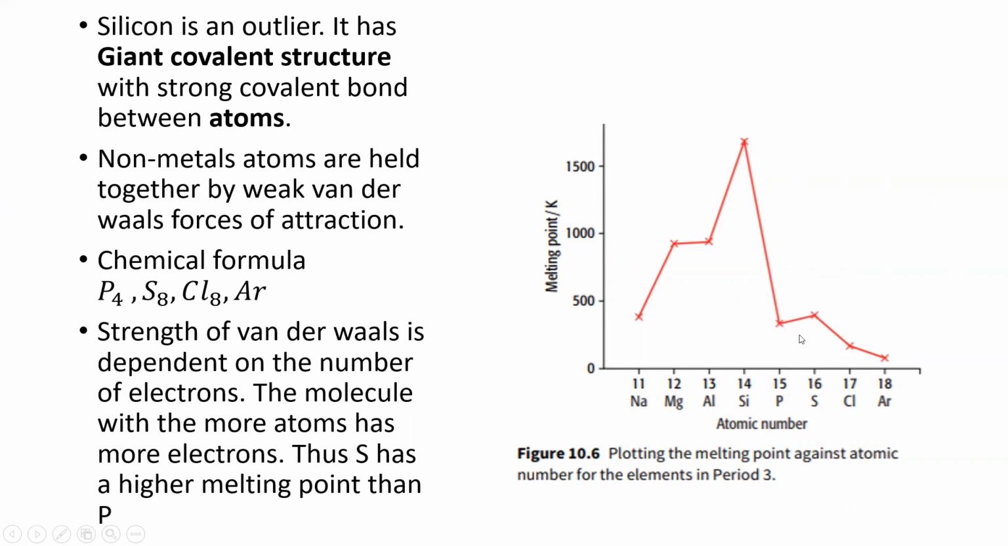Hence, sulfur has an increase over here. So this is another anomalous point. So just take note of this when describing the trend. Increase from metals. There's a large increase to silicon because it's a giant covalent structure, then decreases because it's non-metals and they're held together by van der Waals forces. However, there's another increase from phosphorus to sulfur because sulfur has more electrons. So you can just explain it in that sense.